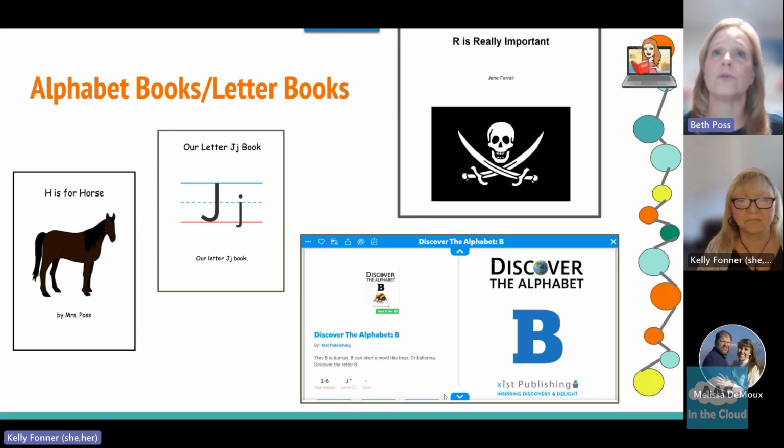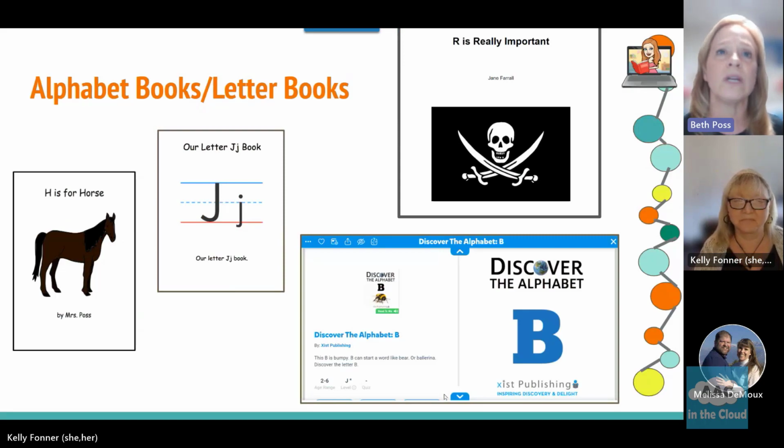Those alphabet books, those letter books, connecting it to that enjoyable instruction. So maybe you've been reading, for example, the book Black Beauty, or you might be reading another book. Your shared reading might be around animals of some sort, right? Maybe in science, but then you could read H is for Horse, right? Or our letter J book.